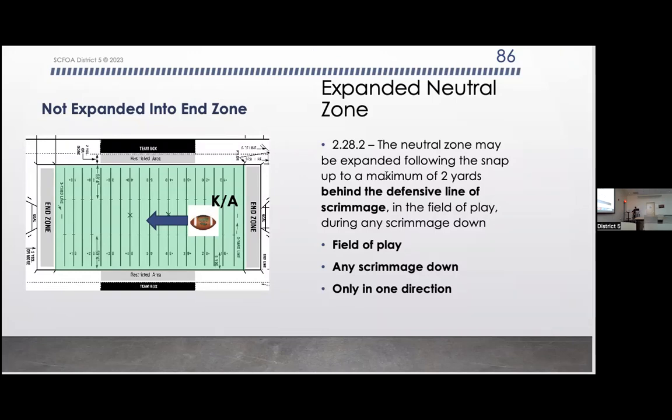The neutral zone may be expanded following the snap up to a maximum of 2 yards behind the defensive line of scrimmage. That's important. In the field of play during any scrimmage down, only in one direction, and we said that's towards team B's or team R's end zone. Why do we expand the neutral zone? What's it say? To allow for normal line play. Yeah, let it drive that guy back 2 yards. Exactly.